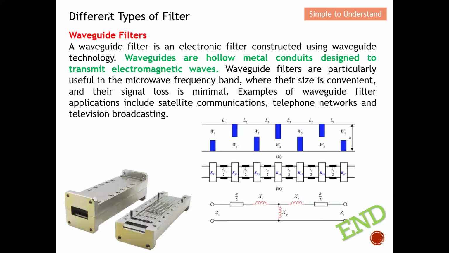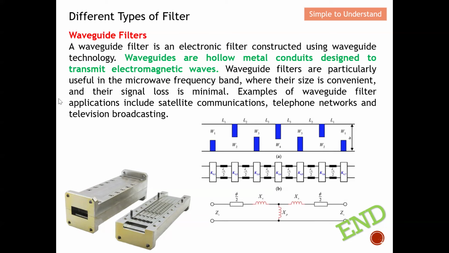The last one which I'm going to go through is the waveguide filter. How does the waveguide look? This is how the waveguide filter looks. A waveguide filter is an electronic filter constructed using waveguide technology. Waveguides are hollow metal conduits designed to transmit electromagnetic waves. Waveguide filters are particularly useful in the microwave frequency band, where their size is convenient and their signal loss is minimum.